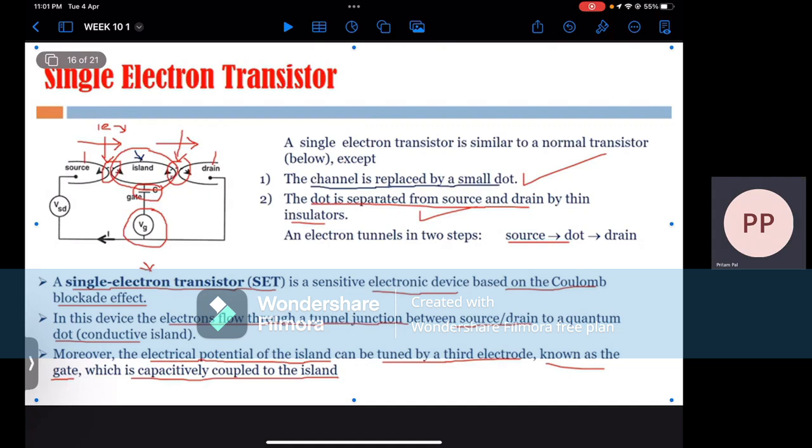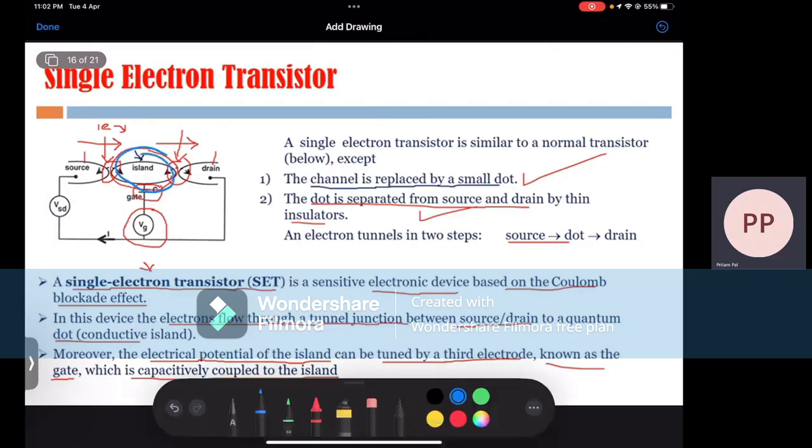So this is a small dot that is replacing the channel. There is a source here and a drain here, and this small island is separated from the source and the drain. The portions which separate this island or dot from source and drain are made with the help of an insulator.